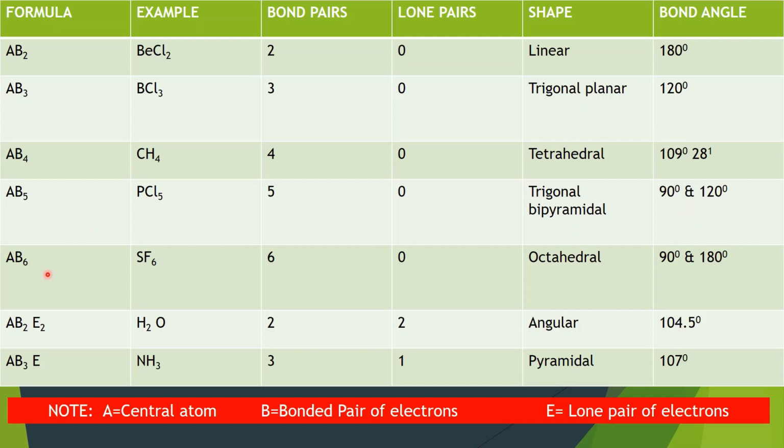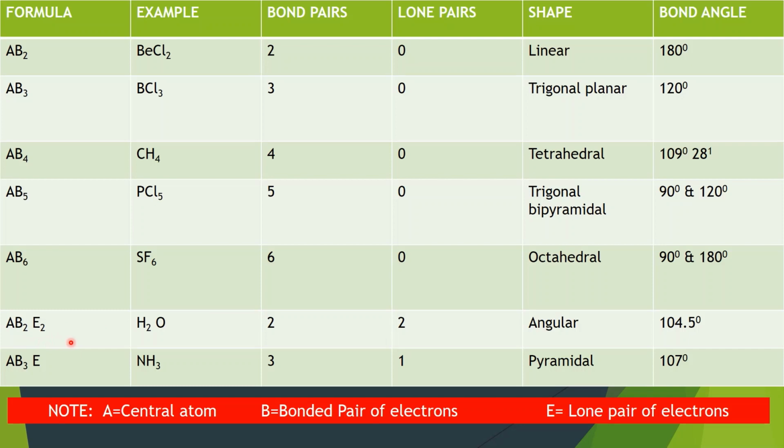Next model AB6, that means 6 bonded pairs around the central atom. Example for this model is sulfur hexafluoride, SF6. So 6 bonded pairs, 0 lone pairs, and shape is octahedral. Bond angles are 90 degrees in plane and 180 degrees perpendicular to the plane.